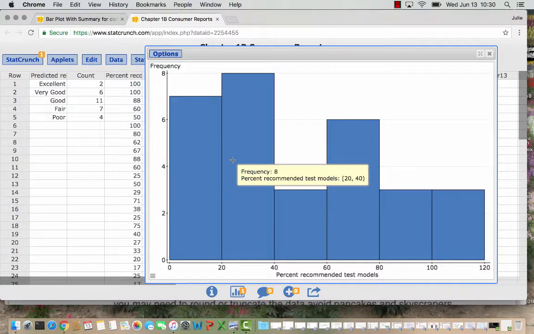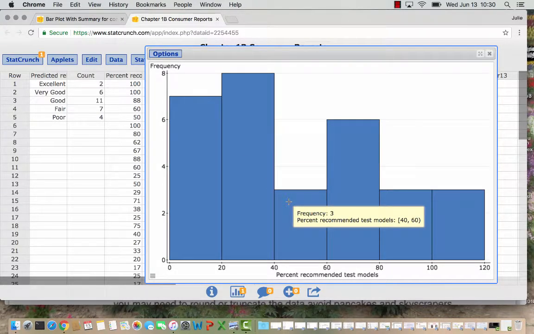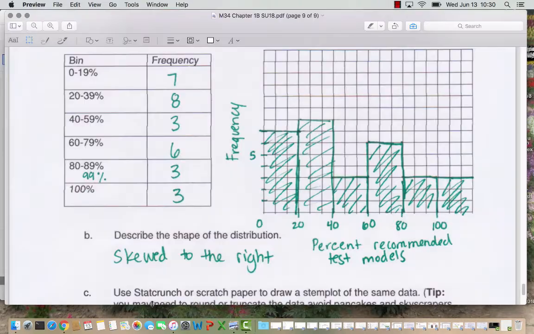And then if we go up to the next bar and hover our mouse over, we see it was frequency 8. And then the closed bracket on the left tells us 20 is now included in this data all the way up to 40, but 40 has a parenthesis, so we see 40 is included in the next bar. And that's just how we did our bins here in StatCrunch. So we're going to look at what if we tried some different bins here in StatCrunch.